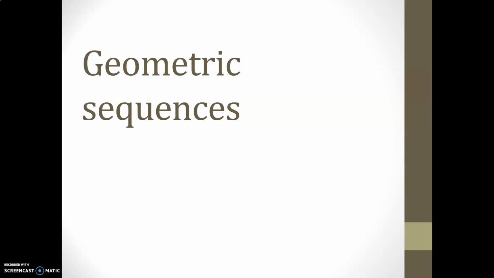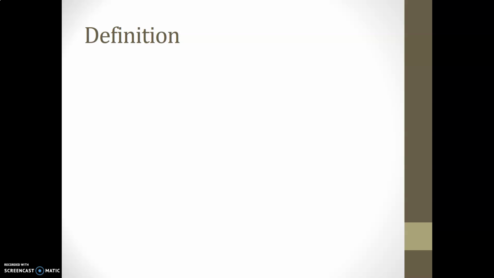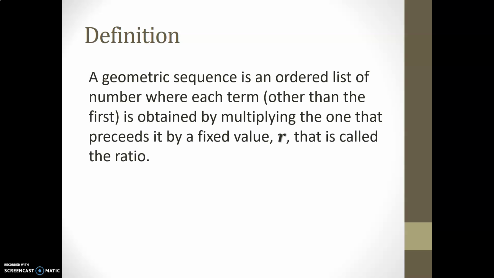Hello everyone. We will now introduce the concept of geometric sequences. By definition, a geometric sequence is an ordered list of numbers where each term, other than the first, is obtained by multiplying the number that precedes it by a fixed value r that we call the ratio.